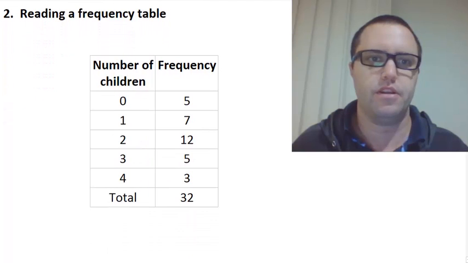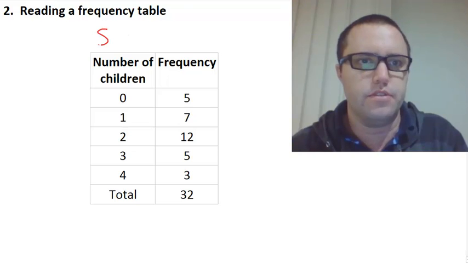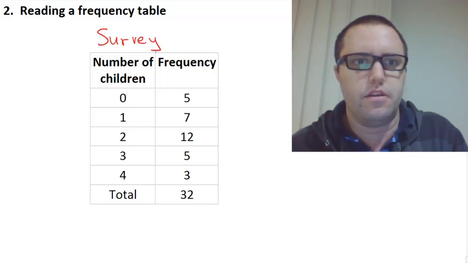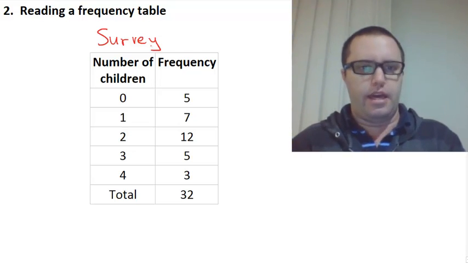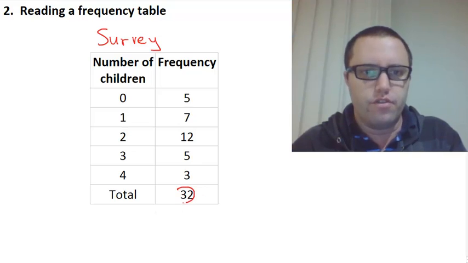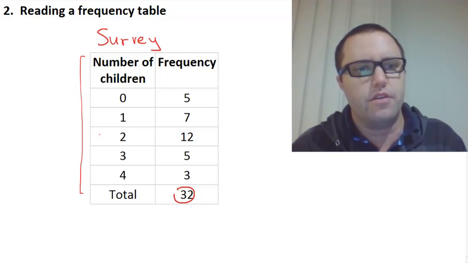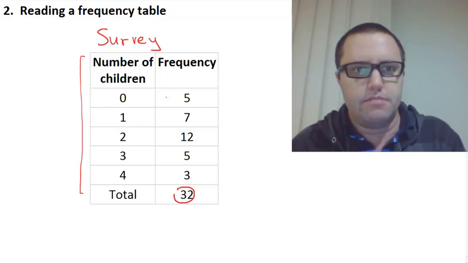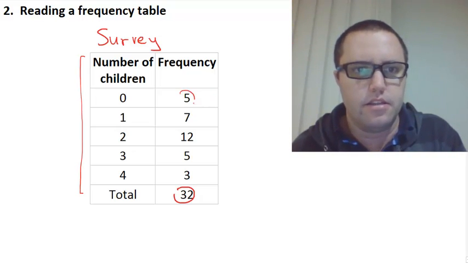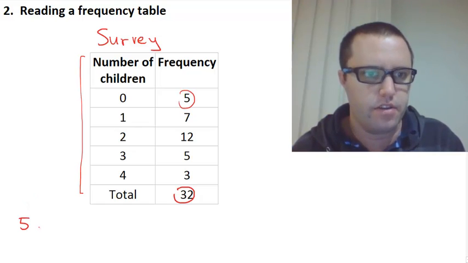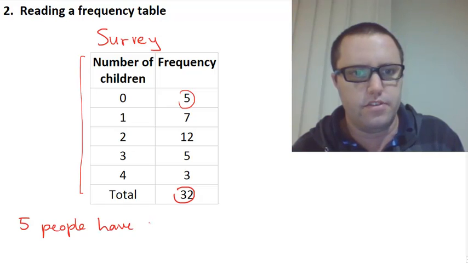So, reading a frequency table. Frequency tables look like this. Imagine this is from a survey where you asked people the number of children they had. We surveyed a total of 32 people, and they fit into these different categories, number of children, from 0 to 4. What this means is that this 5 here means that 5 people have 0 children.